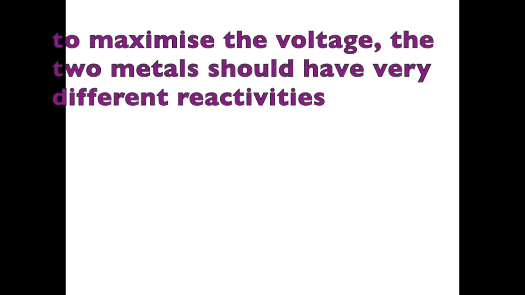They need to have different reactivities, otherwise you can't donate any electrons. So if they ask you, for example, why you can't make an electrical cell using two electrodes made from zinc, it's because you're using zinc twice, so there's no difference in the reactivity. One thing to point out, in order to increase the voltage, you want to pick metals with very different reactivities, so one that's very reactive and one that's pretty unreactive.